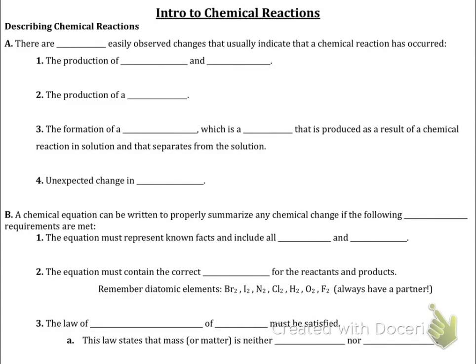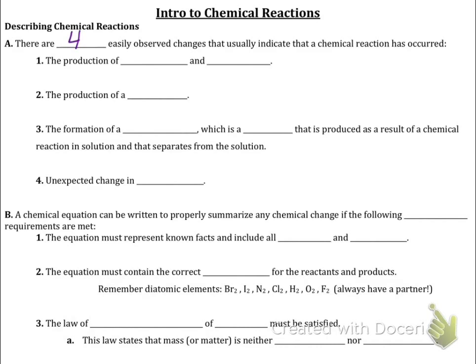Okay, before we start deciding how to label what types of chemical reactions there are, let's talk about what makes a chemical reaction a chemical reaction. So, a long time ago in August, we talked about how to describe chemical changes, and we talked about the 4 easily observed changes that we can see that identify that a chemical reaction has occurred.